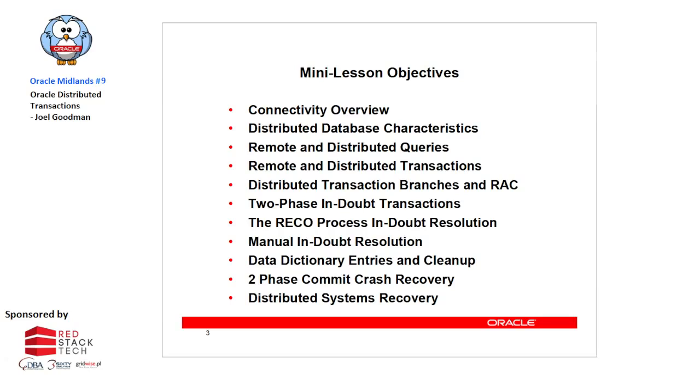We'll be talking about distributed versus remote transactions and queries. So there are four concepts altogether: remote queries, remote transactions, distributed queries, distributed transactions, and what the differences are. We'll also be looking at the big problem, which is two-phase commit and failure during two-phase commit, which might occur.